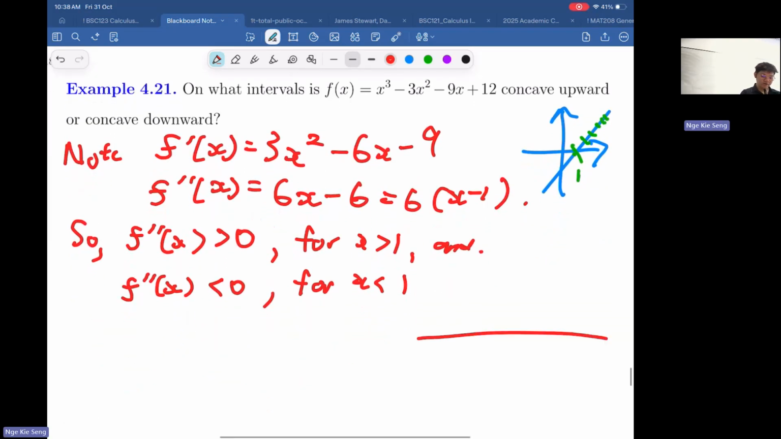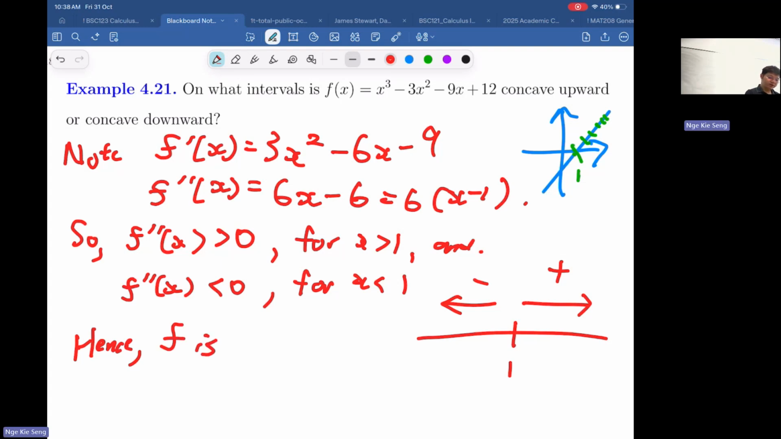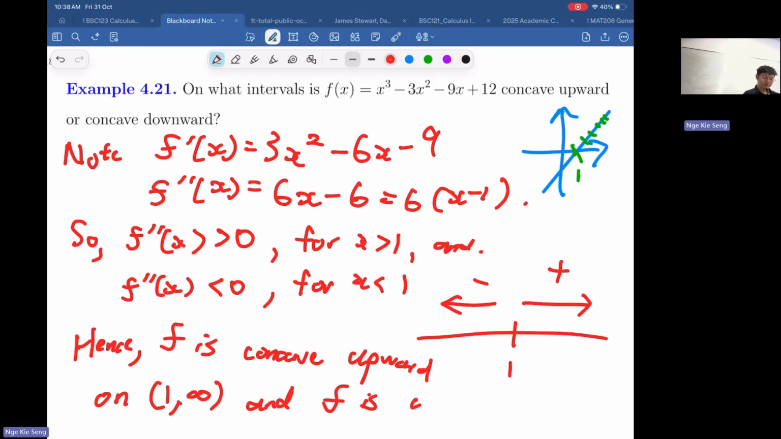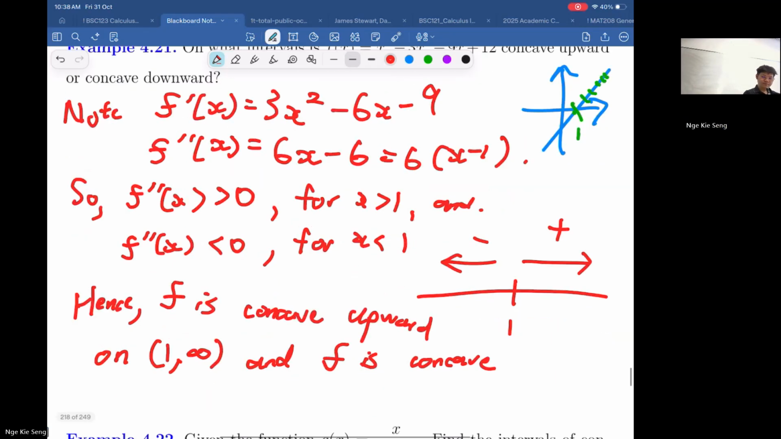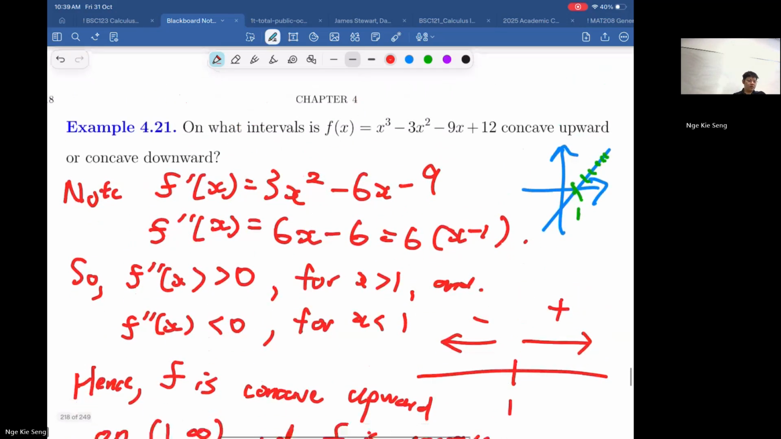So if you draw the real line here, anything after 1 is positive, before 1 is negative. So f is concave upward on the interval from 1 to infinity, and f is concave downward on negative infinity to 1.